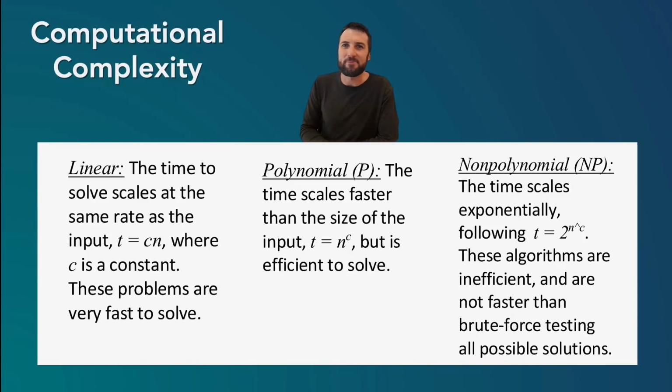They're not faster than brute force testing all possible solutions. So one of the key theories in computational theory is called the P equals NP problem, or P does not equal NP problem. The question is, do they equal each other?